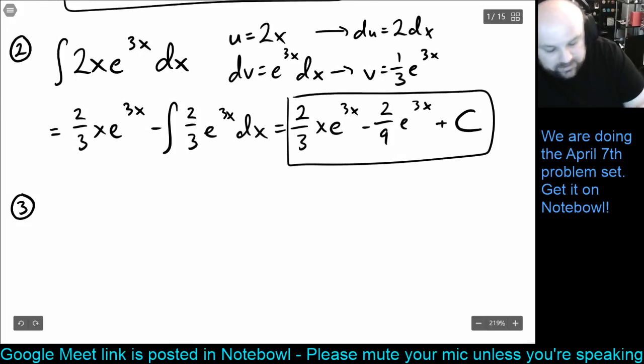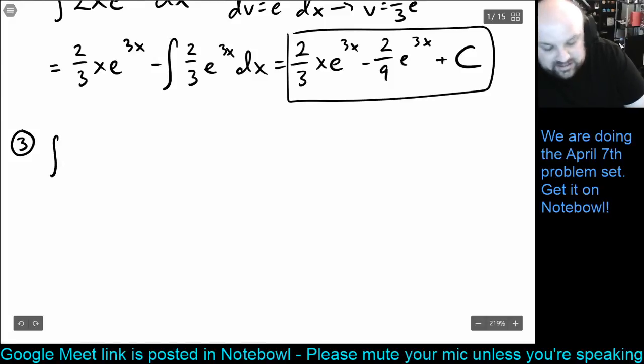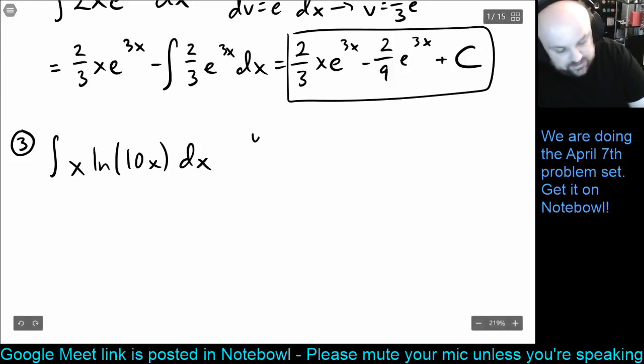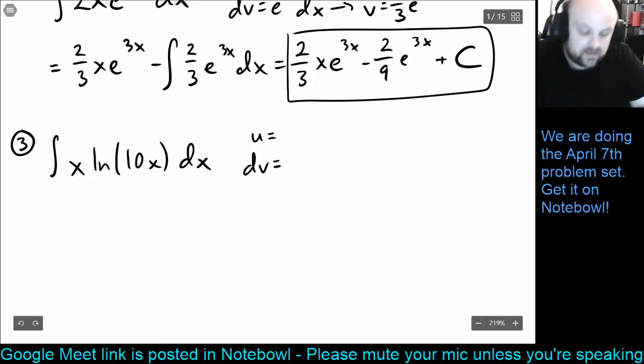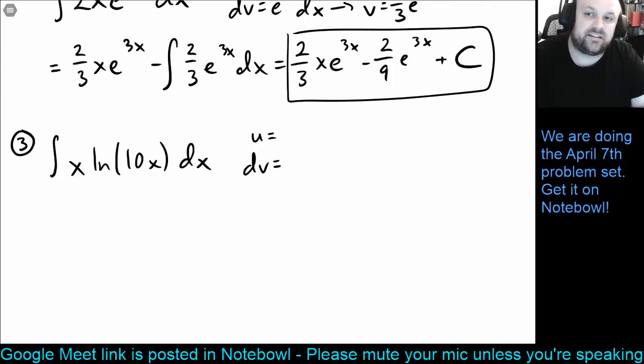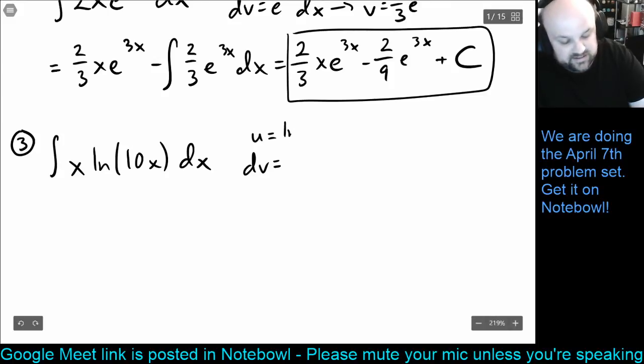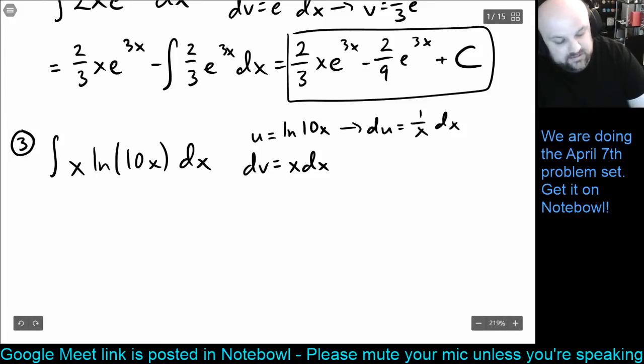All right, let's look at problem 3. We're looking at the integral of x ln of 10x dx. Again, we have our u and our dv. Remember, we pick u to be the first thing in the list. This time, the first thing in our list is ln of 10x, and then dv has got to be x dx. So when we differentiate u, du is just 1 over x dx. And integrating dv gives v being 1/2 x squared.